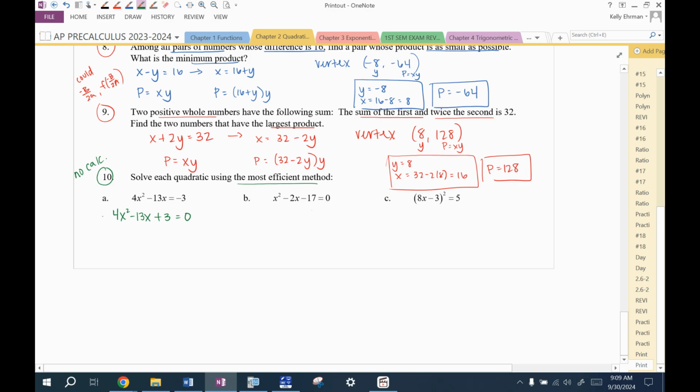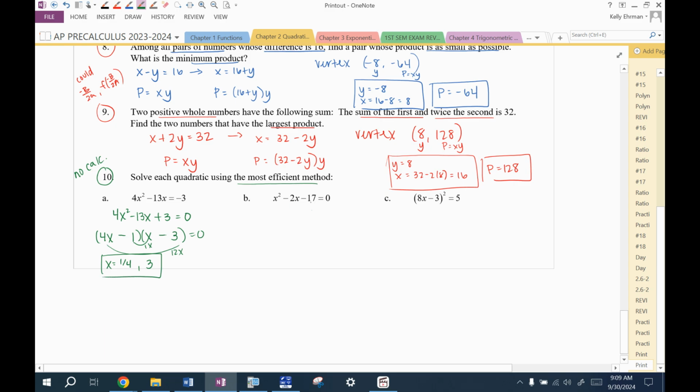So this one, I think this is going to factor. 4 times 3 is 12, so I can probably get 13 out of this. 4x and x. If I put the 3 here and the 1 here, I get 12x and 1x. And what needs to happen to make it negative 13? Make them both minus. All right, so x equals 1/4 and positive 3.